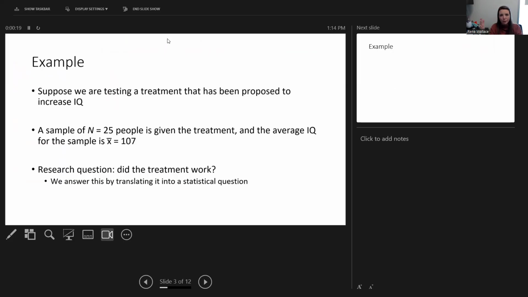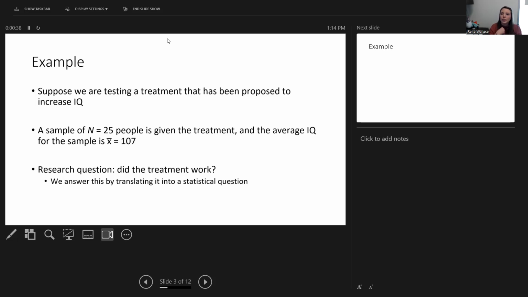So we'll stay with our example, our theme for this semester. Suppose we are testing a treatment that's been proposed to increase IQ scores. So our sample has an N of 25. They're given the treatment, and the average IQ score for our sample is X bar 107.